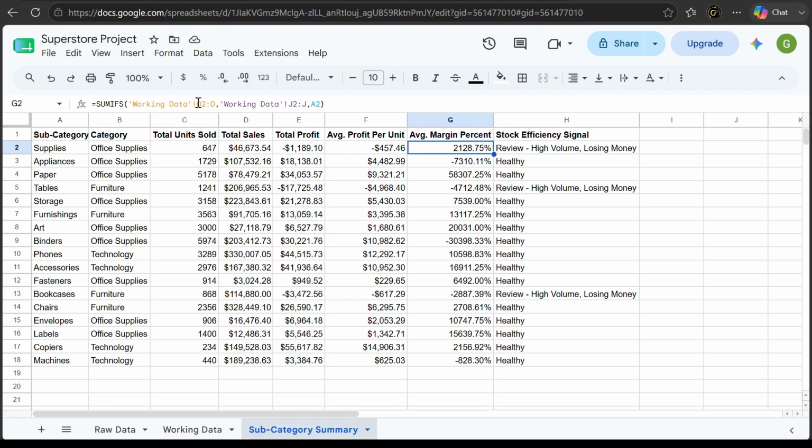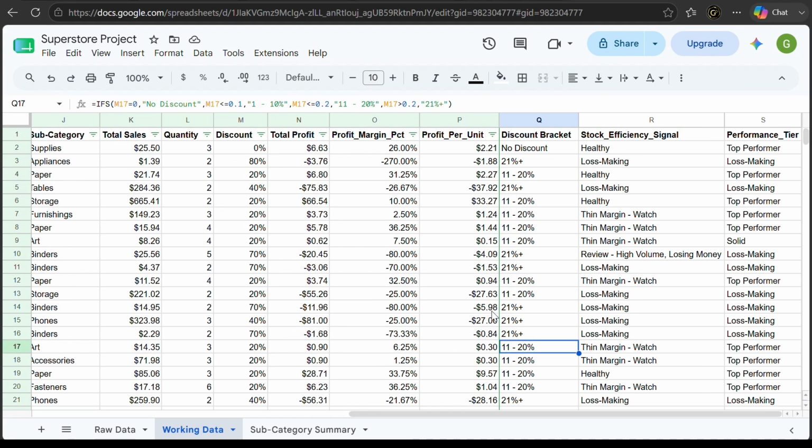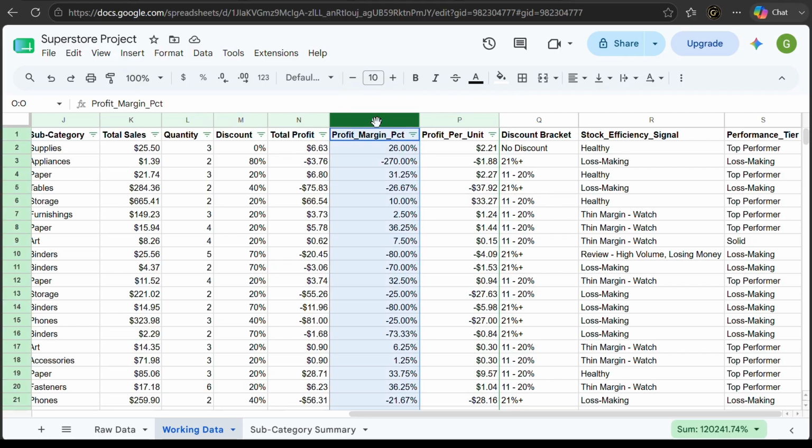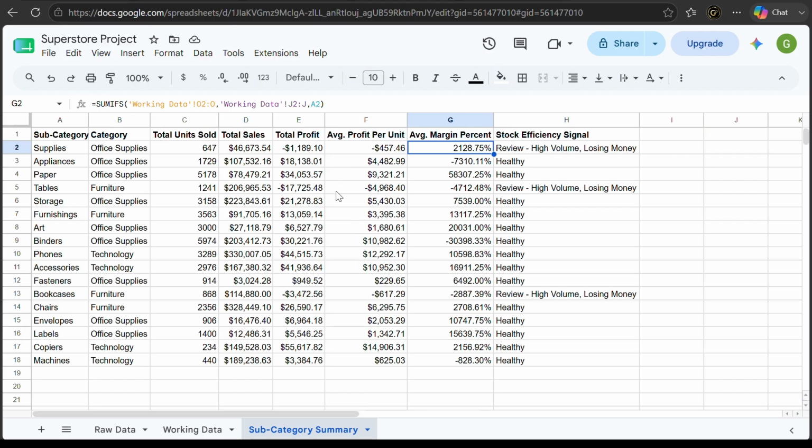Why do I have working data here? Why am I having something like this here? Okay, this is profit margin percentage, and why am I having this here? Something is wrong. Something is wrong. Oh, now I finally understand what's wrong.